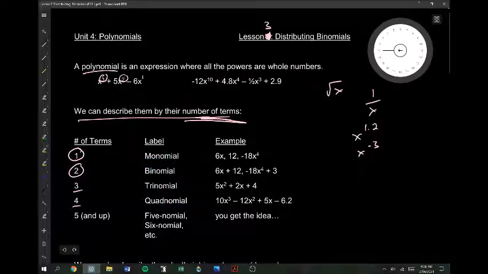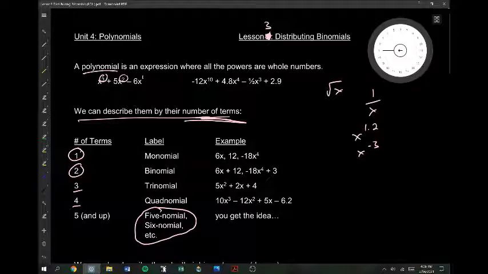But once we get above 4, I've never heard the term pentanomial, hexanomial, octanomial, nonanomial, right? We have words that are, I think, Greek in origin that mean 0, 1, 2, 3, 4, 5, 6. But we just say 5-nomial, 6-nomial, etc. If you had a 6-termed expression, I would literally just call it a 6-termed expression. But monomial, binomial, and trinomial in particular are ones we have to be aware of and on top of.